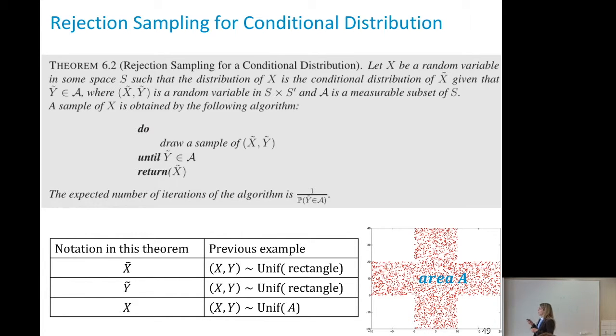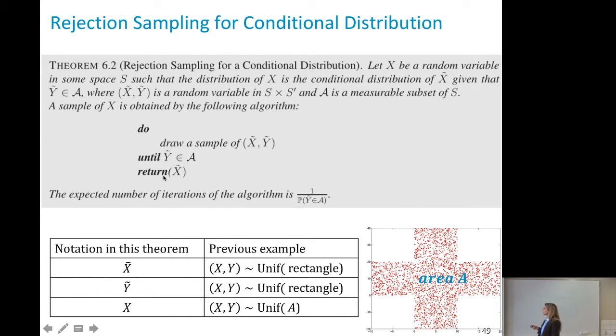And as we've seen yesterday, in order to do rejection sampling for a conditional distribution, this is the theorem to do this. Let us assume that x is a random variable, and the distribution of x is the conditional distribution of another random variable x tilde, given that y tilde, another random variable, belongs in an area A. So in order to take a sample of this random variable x, we perform this algorithm, which is the rejection sampling.